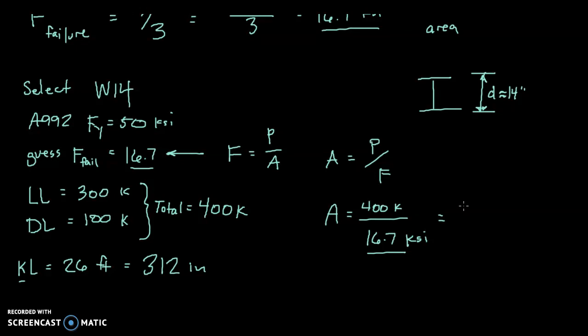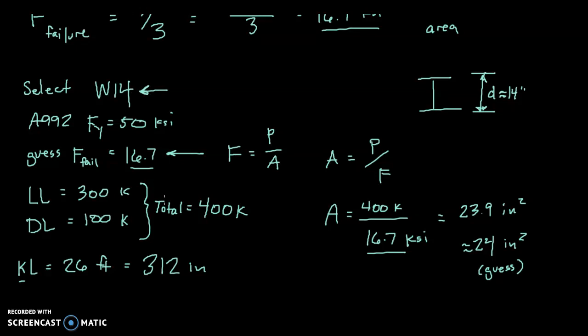So our area should be in the ballpark of 23.9 square inches, or I'm just going to say about 24 square inches. So again, this is just a guess. Okay, so at this point we will need to look in the appendix for a column with an area of approximately 24 square inches. A W14 column, that is. That's going to reduce our options. So let's go to the appendix.